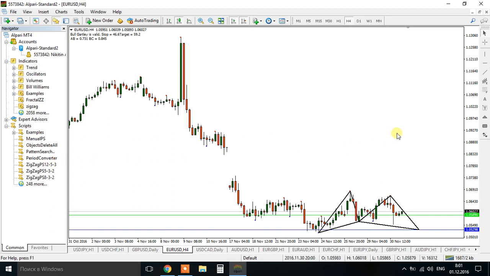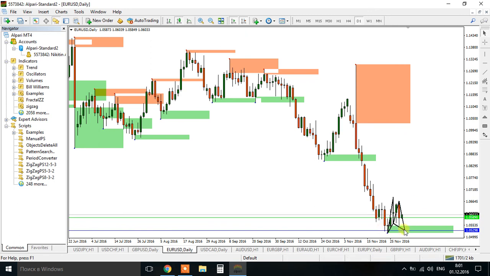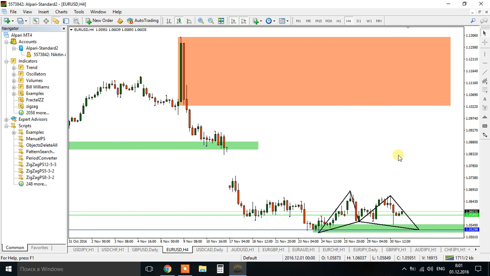Well, that's it for today. Gartley pattern on euro dollar 4 hour at a daily support level, high probability setup, money laying on the table, something like that. It is called money laying on the table.